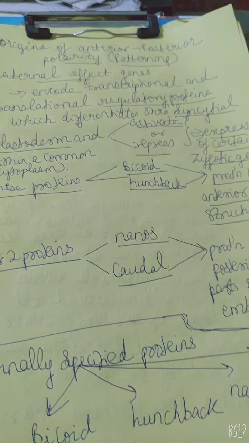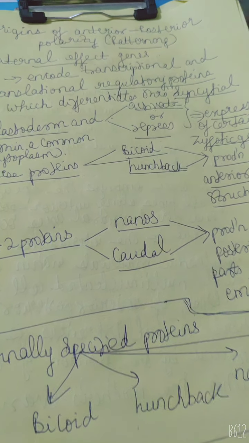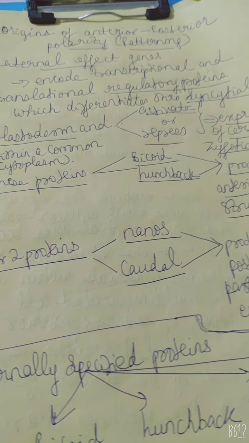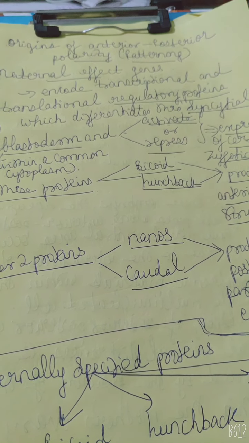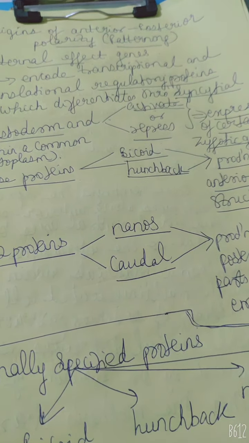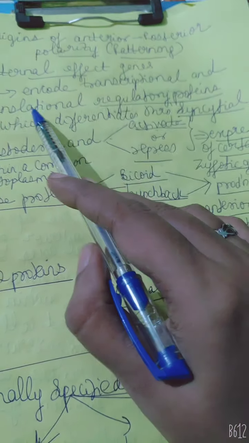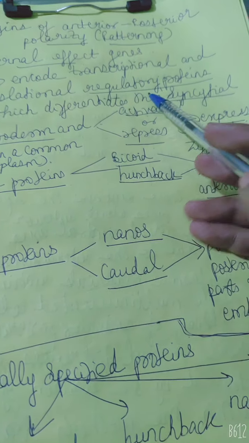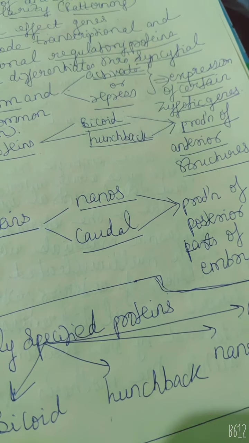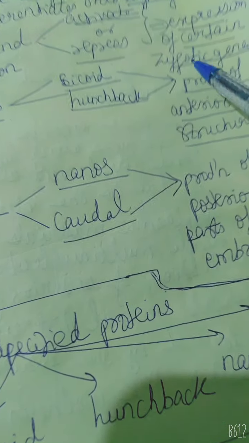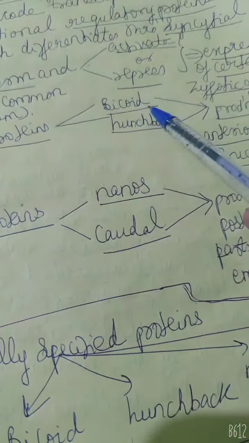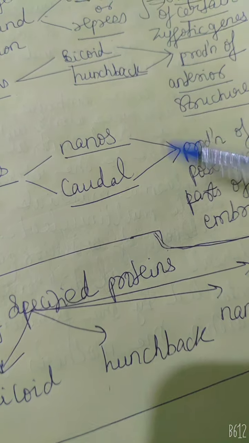That means for the anterior and posterior patterning of the Drosophila embryo, maternal effect genes play a significant role, and these genes produce regulatory proteins by transcriptional and translational processes. These proteins can either activate or repress the expression of certain zygotic genes. Now, the 4 maternal effect gene proteins they produce are bicoid, hunchback, nanos and caudal.